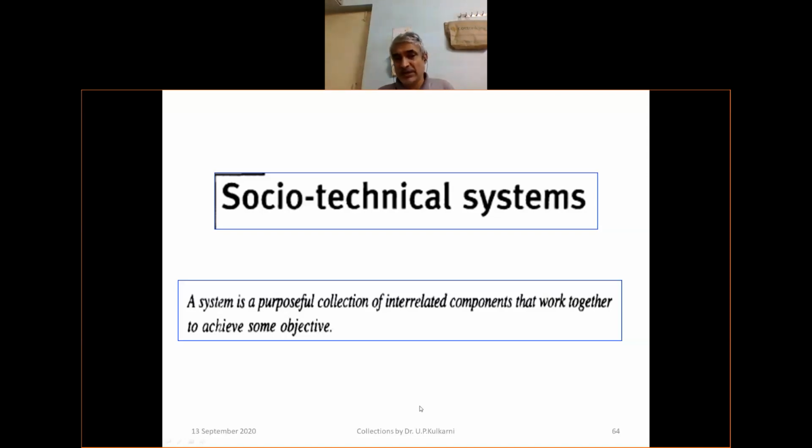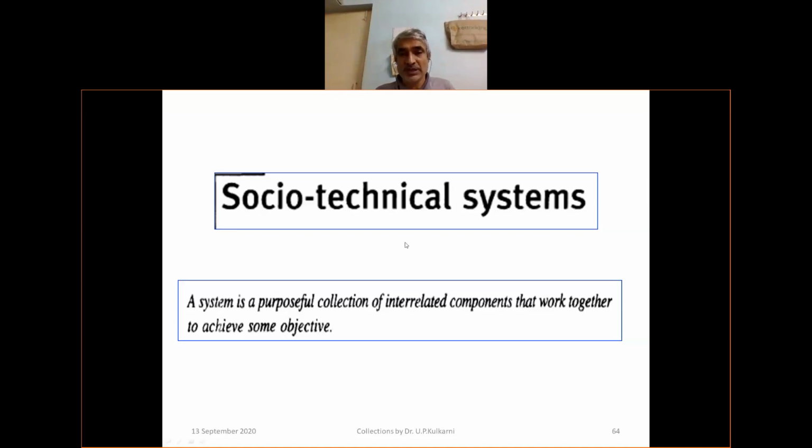So this textbook says that a system is a purposeful collection of interrelated components that work together to achieve some objective. Several objects together give a service, which we call a component. A component is a service. Several components put together become a subsystem, maybe a student registration system. Then several subsystems together make a system. That's what we are seeing through the video also. With this background of what we have done before about the system, its collection, its interrelated components, the purposeful collection, all these terms we have already gone through.